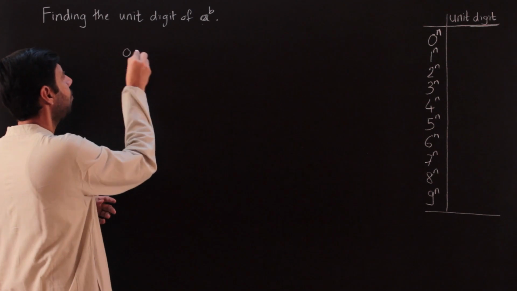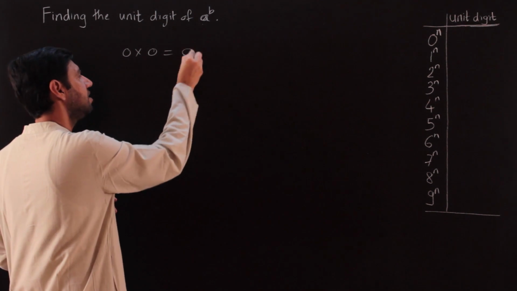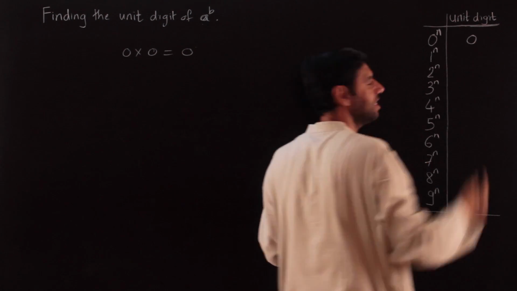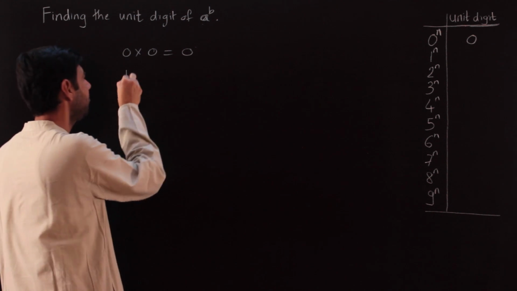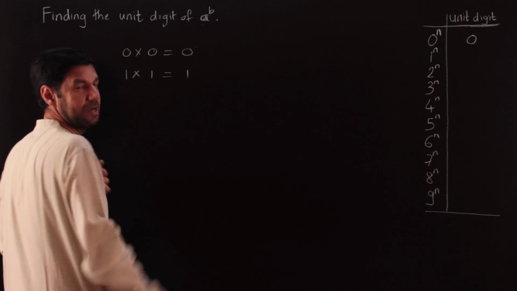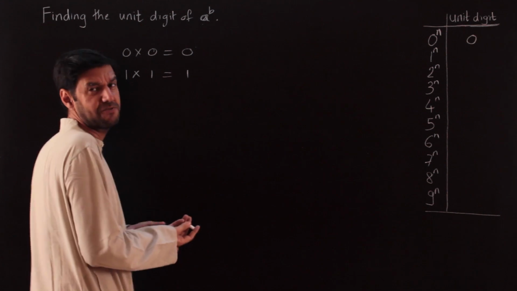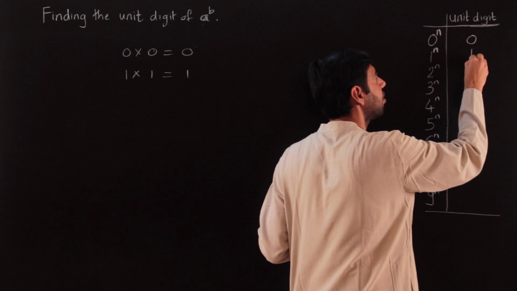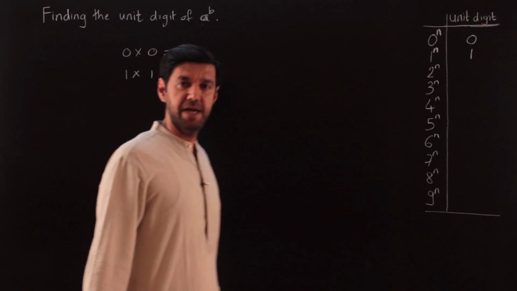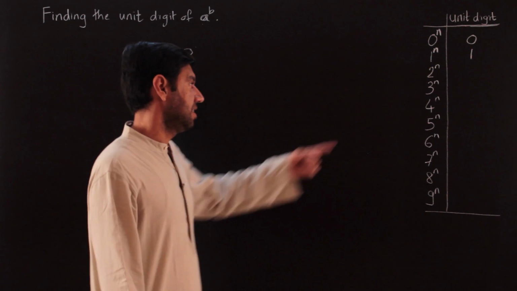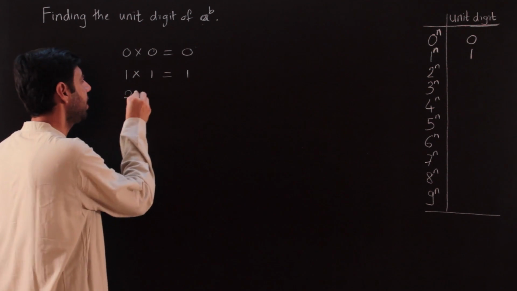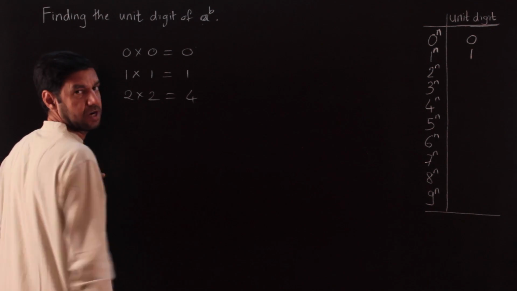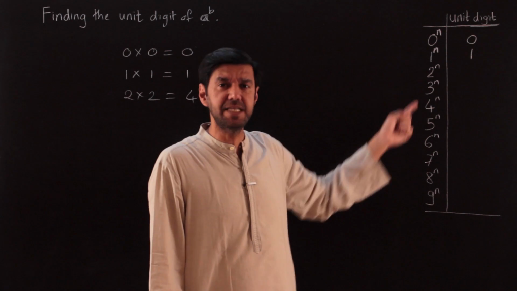We know that 0 into any number is 0 itself. So the unit digit of 0 raised to n will always be 0. We also know that 1 into 1 is going to be 1 itself. So you multiply 1 any number of times, whatever the value of n is, the unit digit of 1 raised to n will be 1 itself. Is it the same for 2? Not really. 2 into 2 is not going to become a 2. So we'll leave this for a moment and see if there is any other easy one out here.